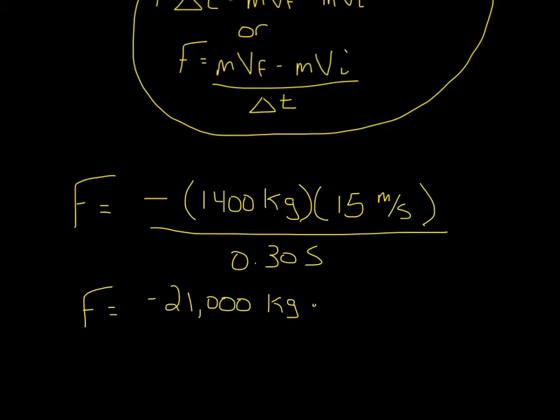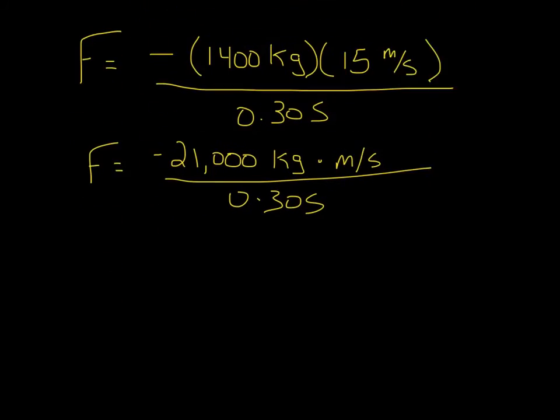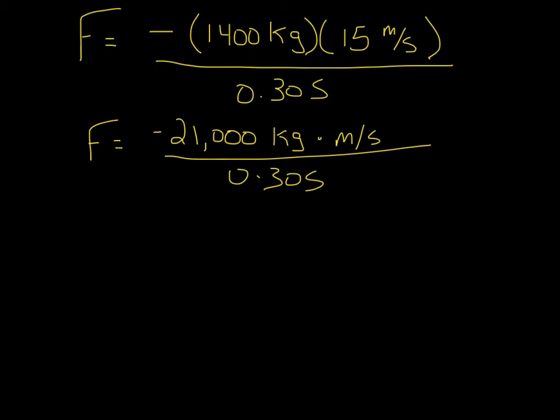kilogram times meters per second over 0.30 seconds. From here, if I do my division, negative 21,000 divided by 0.30, what we need to remember is these seconds are actually both in the denominator of this fraction. So what I'm actually going to end up getting is negative 7.0 times 10 to the fourth kilogram times meters per second squared.